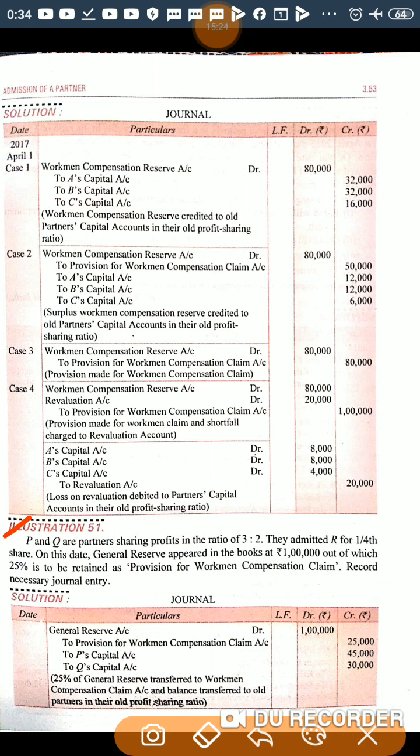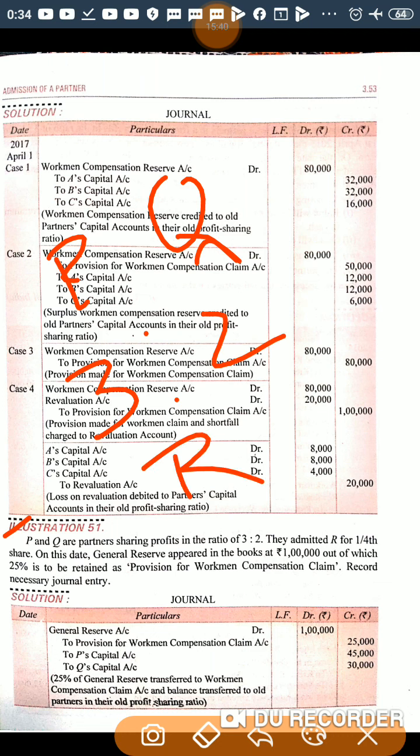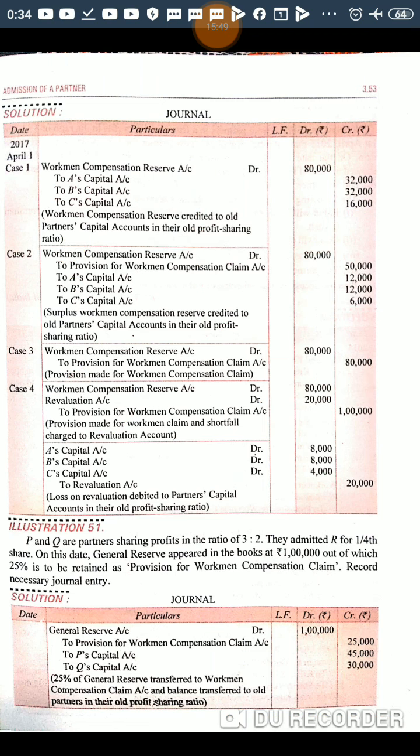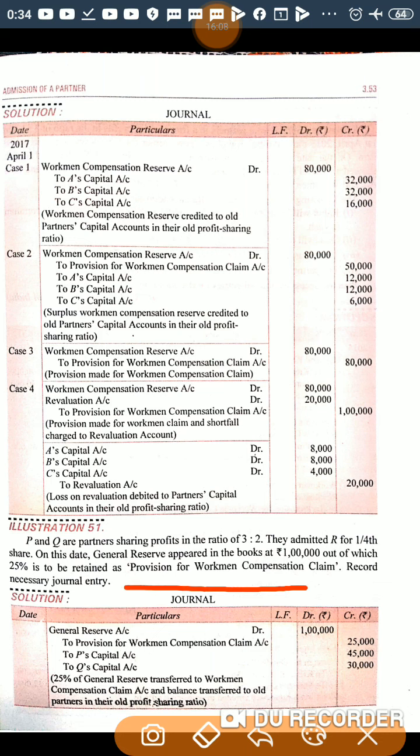So in this question, they are saying that P and Q were the partners in the old ratio 3:2. They are admitting R as a new partner, and he is coming for 1/4 share. At the time of admission of a new partner, they are giving you information that General Reserve in the balance sheet is showing a balance of 1 lakh rupees, out of which 25% is to be retained for provision for workmen compensation.